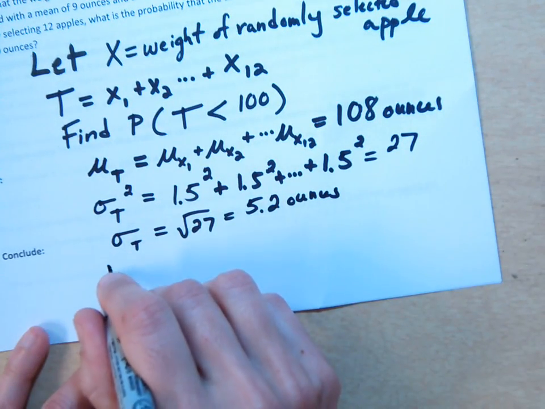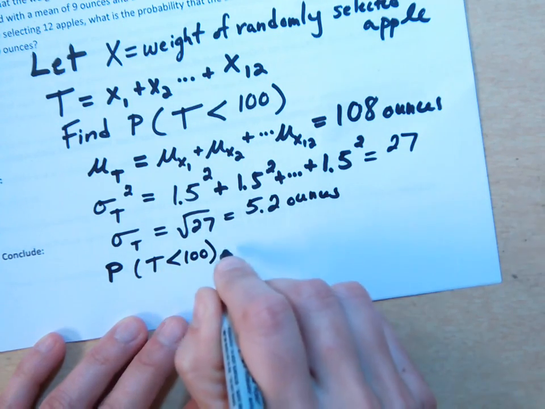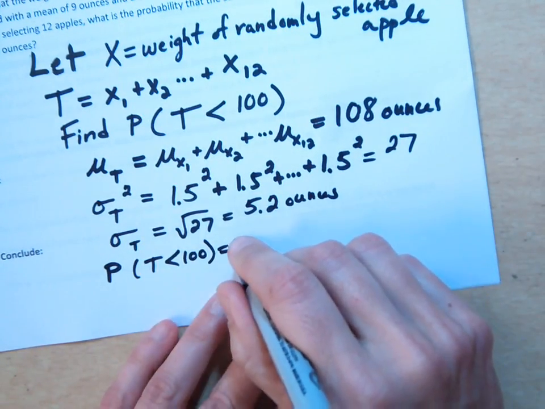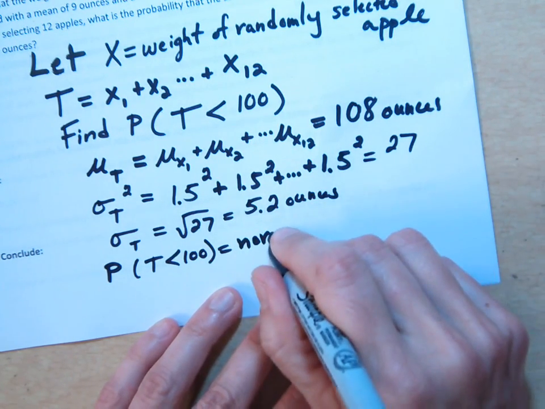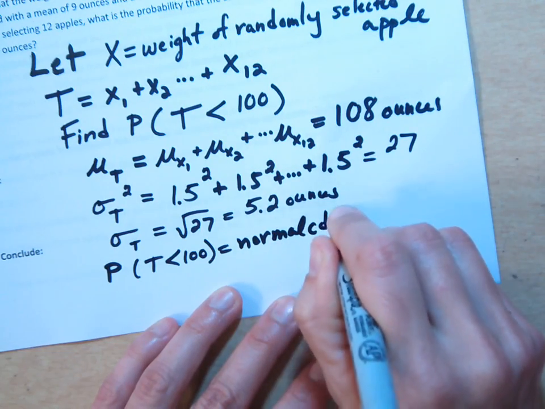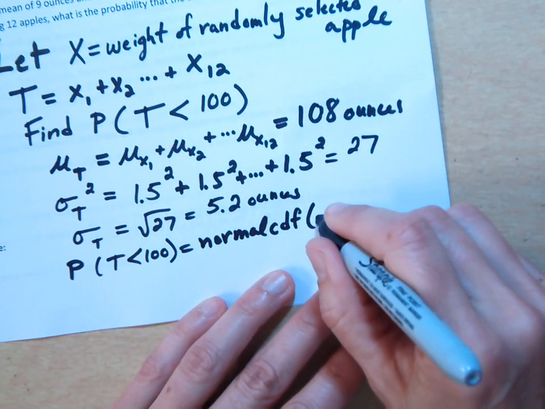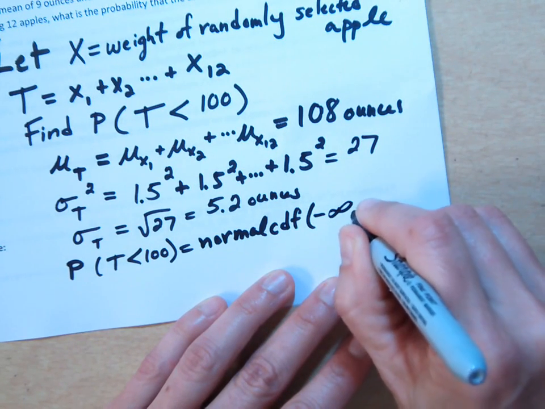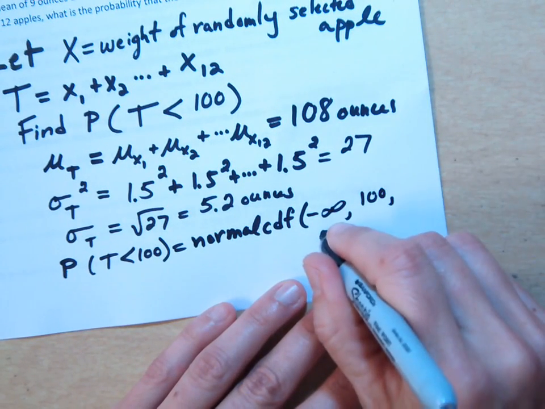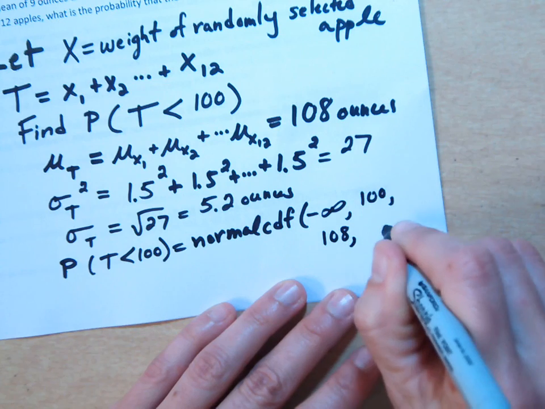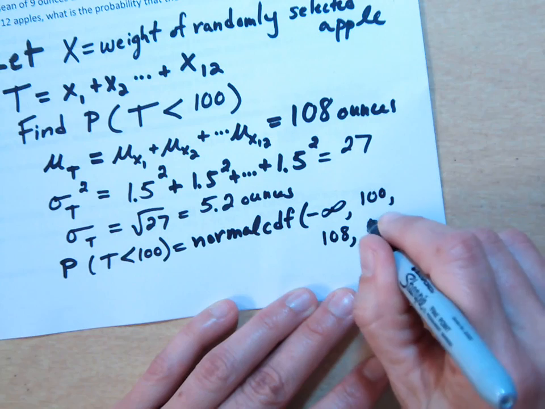So we just want to know the probability that the total is less than 100. The fastest way is on your calculator, go to normal CDF, which is under second vars. We want less than 100, so enter some really small number as the lower bound. The upper bound is 100. The mean we're going to use is 108. The standard deviation of the total is going to be 5.2.